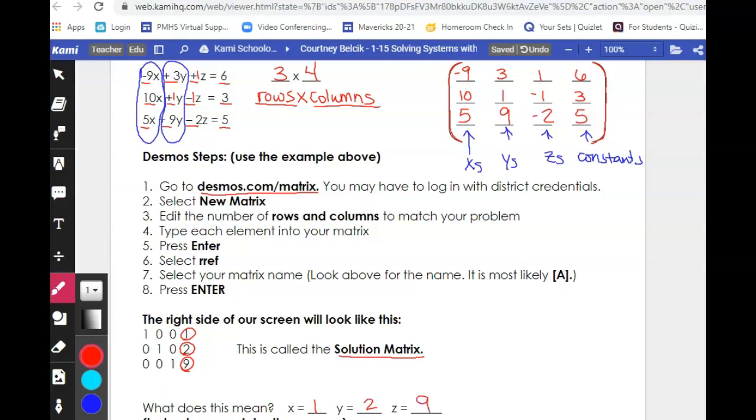to 9. The way that I know that 1, 2, and 9 belong to x, y, and z, respectively, is because remember this first column right here? That was all of your x coefficients. So the only place that there is an x coefficient of something other than 0 is right here. That means that this answer is your x. Here, this was your y column. So there's a 1 right here. That means that the y is equal to 2. And this was your z column. That means that your z answer is equal to 9.